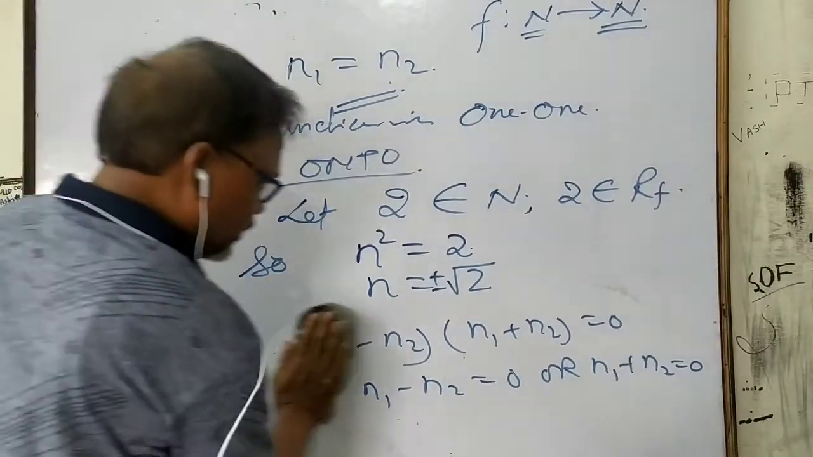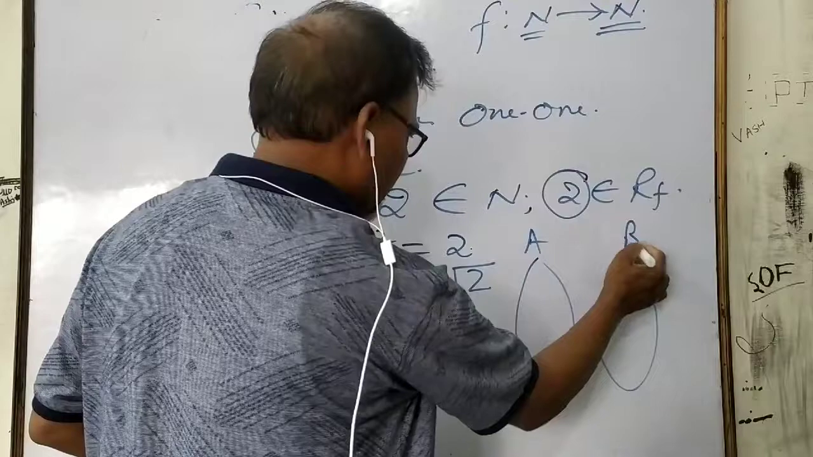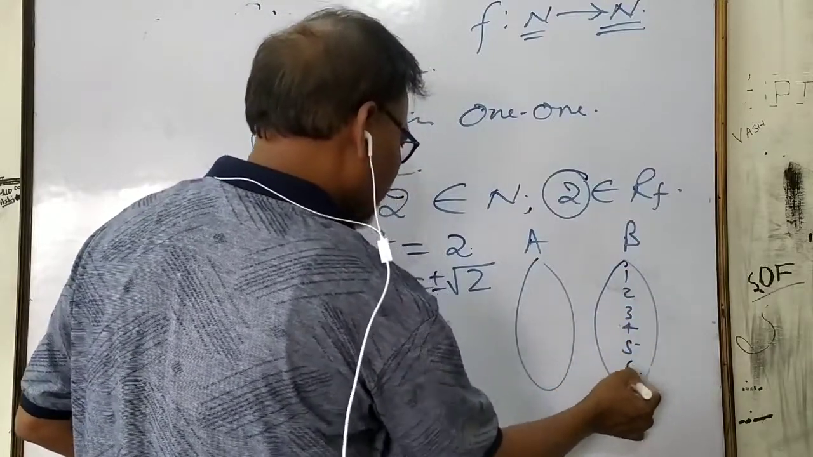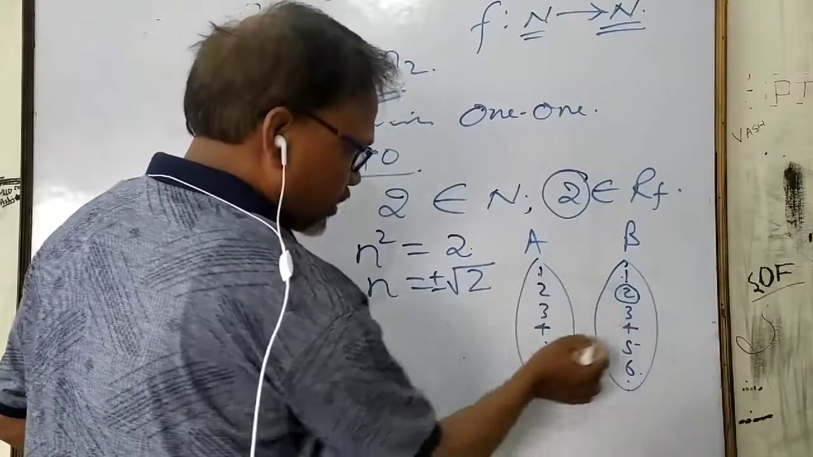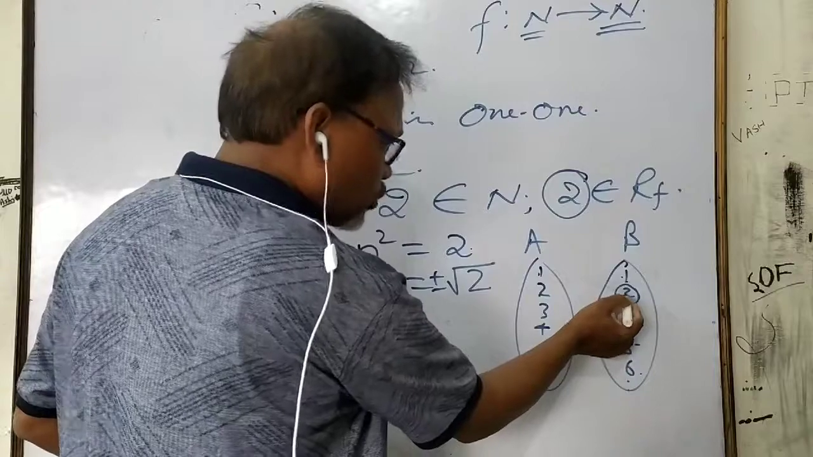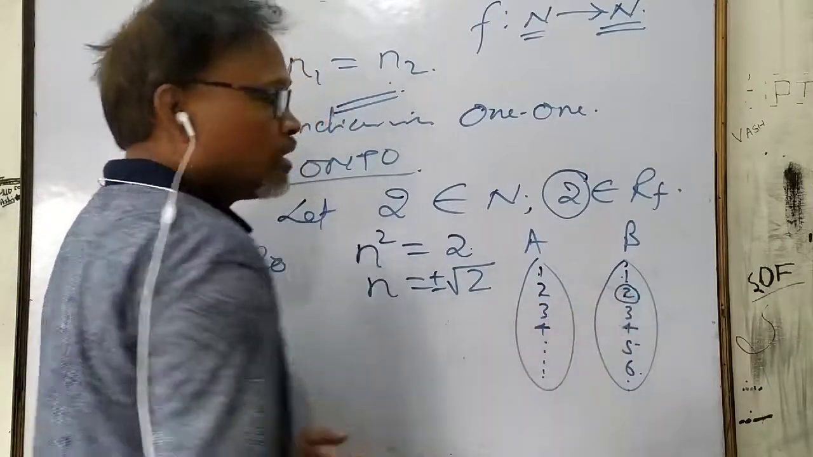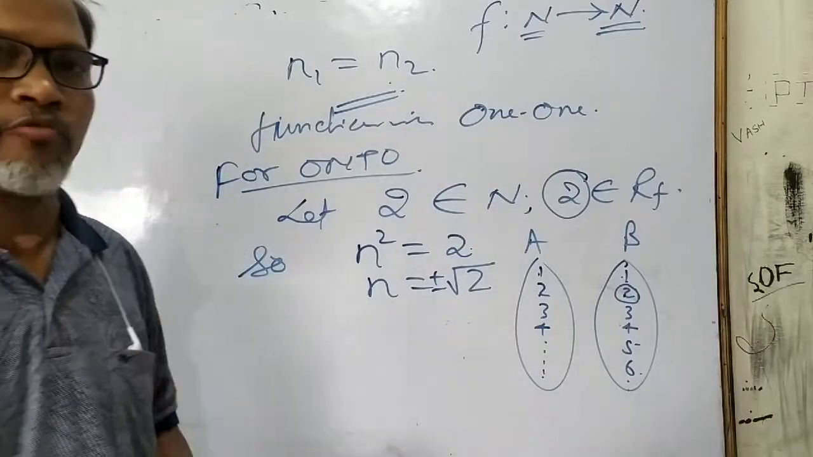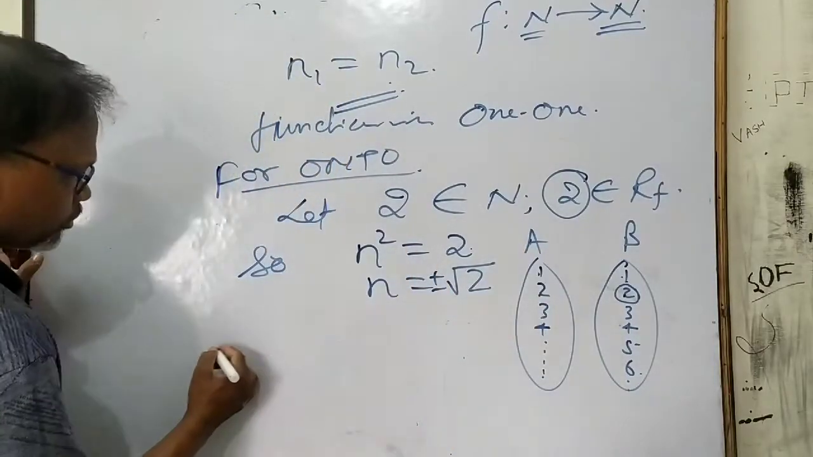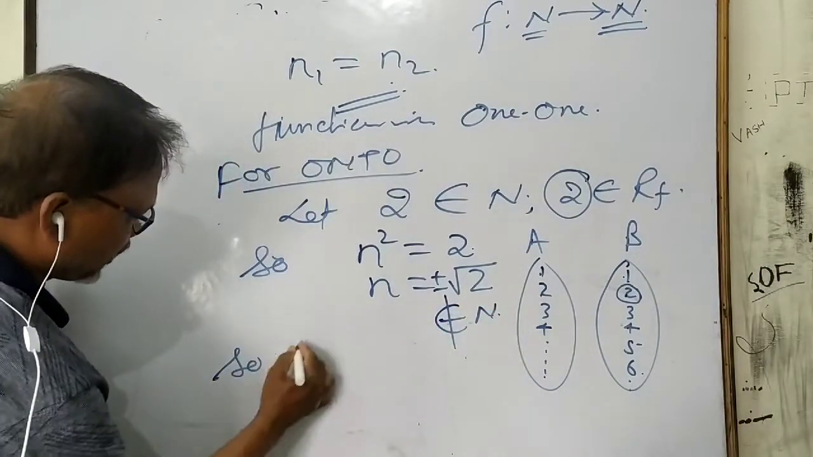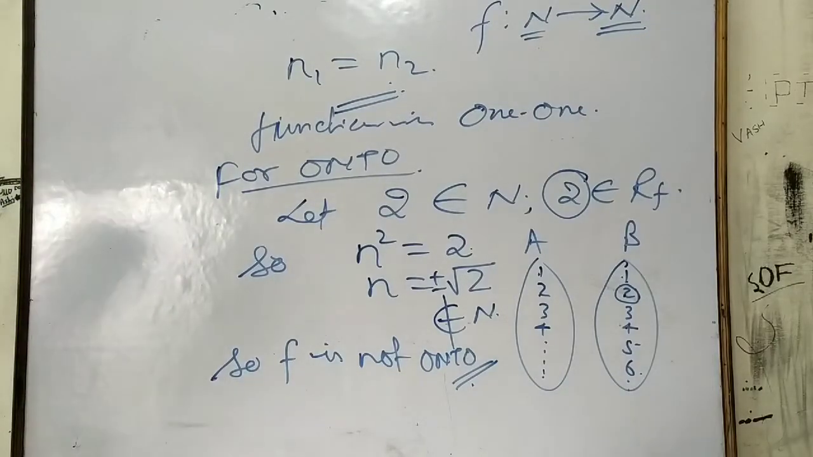When this irrational number came, it means that for this 2 in the set, if we use an arrow diagram, the numbers 1, 2, 3, 4, 5, 6, 7 are natural numbers. 1 can be related because the square of 1 is 1, and 2 can be related to 4, but for 2, the square root √2 is not there. This means that a number which is not a perfect square is not related to any number from the set A. So this is not an onto function, since √2 does not belong to the natural numbers, so f is not onto. By this way you can show. Thank you.